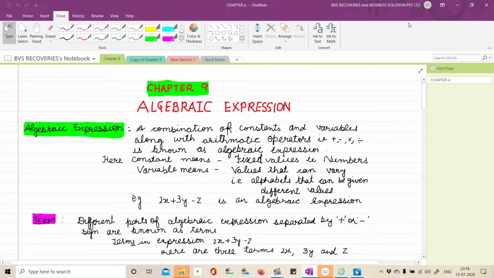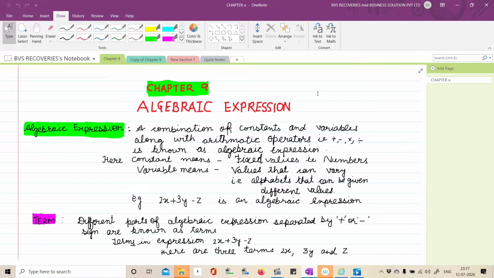Hello students, today we will start with chapter 9, Algebraic Expression. Now first of all you must know what algebra is. Algebra is that branch of mathematics which deals with constants and variables.